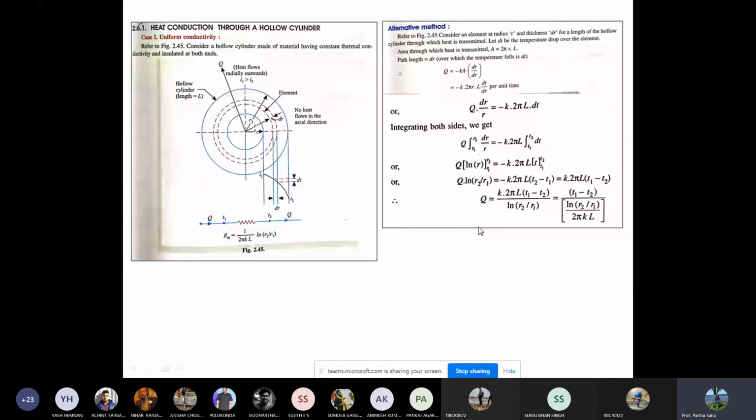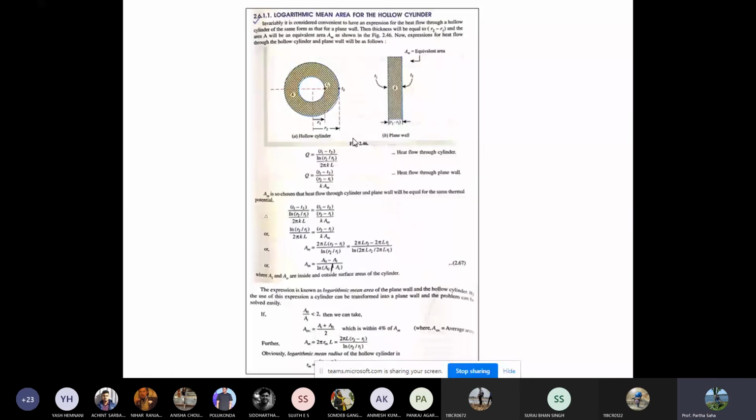Okay. Then this is the most important slide, I would say: the logarithmic mean area for the hollow cylinder, which I talked about but did not derive. The derivation was not done. So what actually happens? We can represent the temperature difference and the area using a logarithmic mean area, logarithmic mean radius. Let us see how this is done.